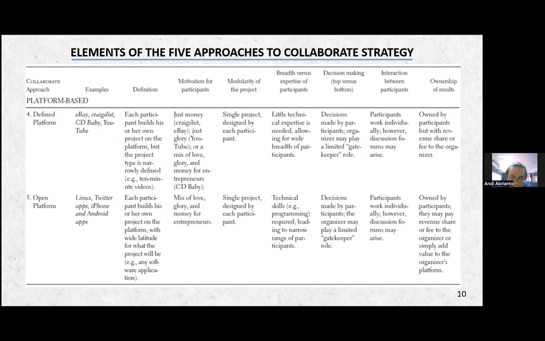However, open platforms usually attract a narrow set of participants because an open platform requires more technical skill to participate, such as programming skill. Typically, the organizer still plays a gatekeeper role and requires a revenue share or service fee from participants. However, in some cases, the platform's organizer takes no financial cut and allows participants to join in without an approval process. In this case, the primary objective is for participants to build projects that add value to the underlying platform, which the organizer owns.